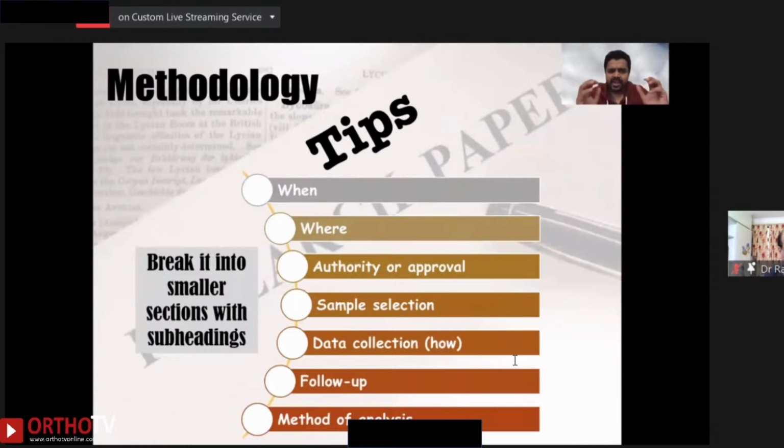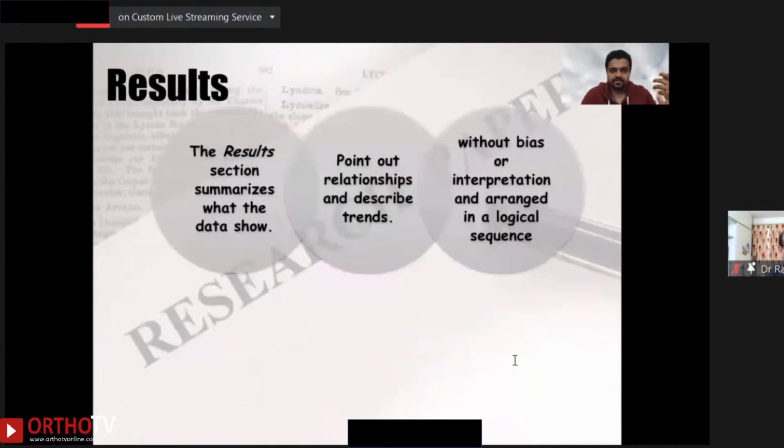So the tip is, you break it into smaller sections with subheadings. When was the research? Where was the research? The authority or the approval, the sample selection, the data collection, how was it done? When was the follow-up done and how did you analyze? If you follow them, you will include everything.